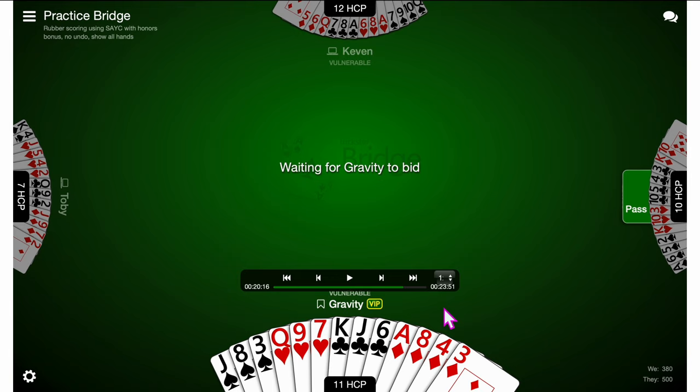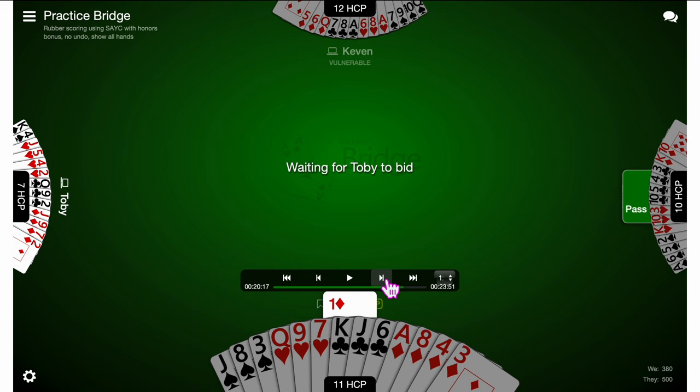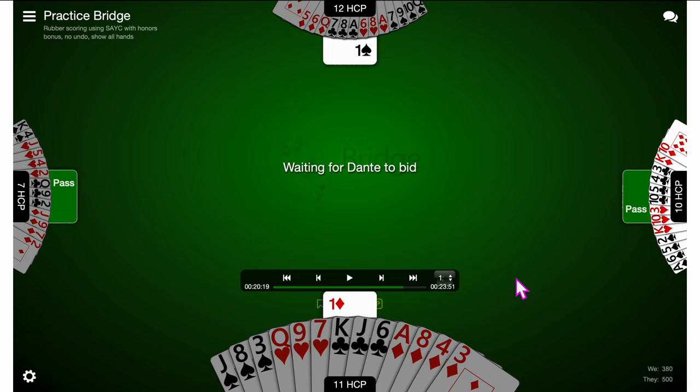And yes, we are a little bit short of what they would consider enough for a bid. But since we are so close and so well-rounded, I want to give my partner a clue. So I went ahead and bid one diamond. They passed, and then my partner went with one spade.